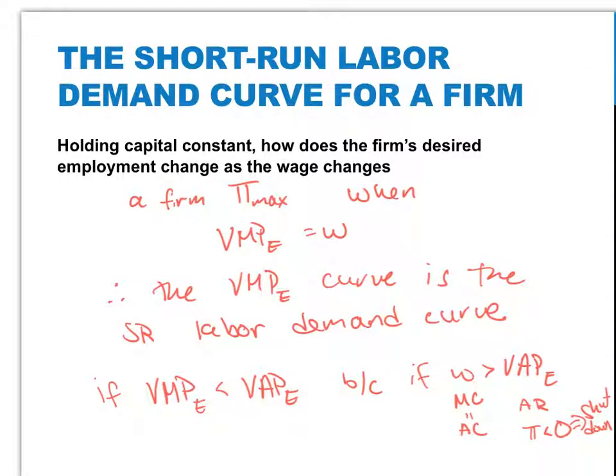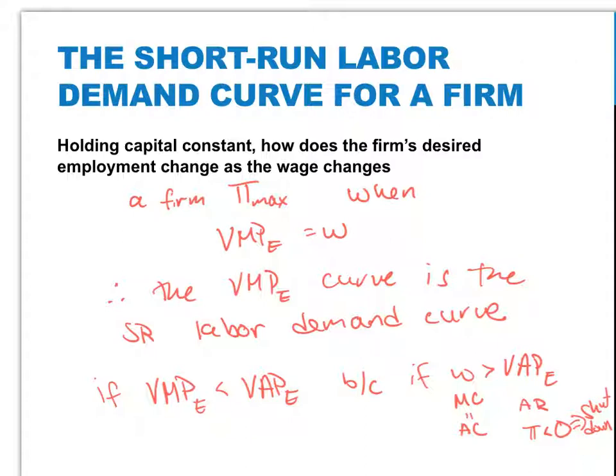So next we want to think about how we represent the short-run labor demand curve for a firm. The short-run labor demand curve for a firm says, holding capital constant, how does the firm's desired level of employment change as the wage rate changes? A firm maximizes profits when the value of the marginal product of labor is equal to the wage rate. That gives us the wage as a function of labor, because the value of the marginal product is a function of labor. So the value of the marginal product of labor curve is the short-run labor demand curve.